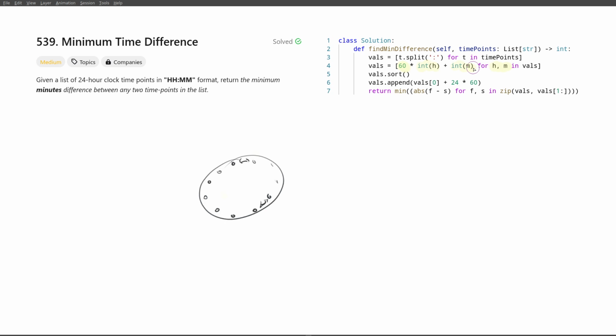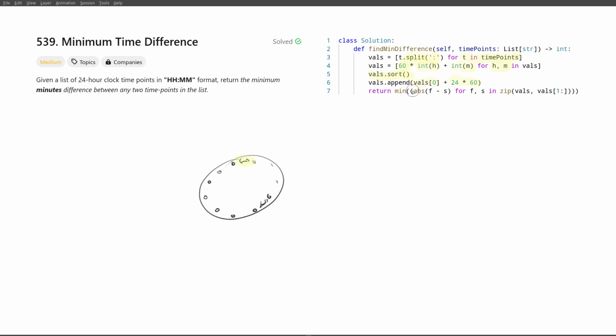And of course, to do that conversion, we have to first separate our time point into hours and minutes. So we just split it on the colon. Very simple. For t in time points, we do split. We pass colon as the delimiter. That'll do it for getting those HH and MM values, which we then convert to integers. We sort them, and now, since we only have to look at the situation where the last and the first values might also be neighbors, we can just append, for instance, in this case, the first value, but shift it 24 hours into the future.